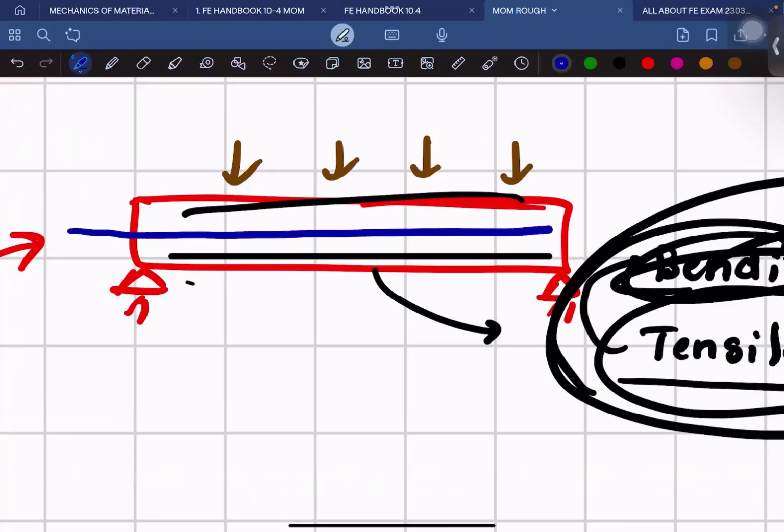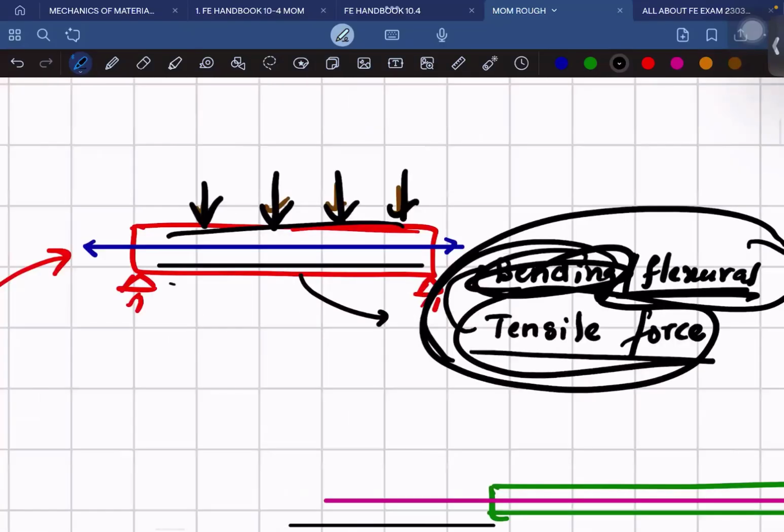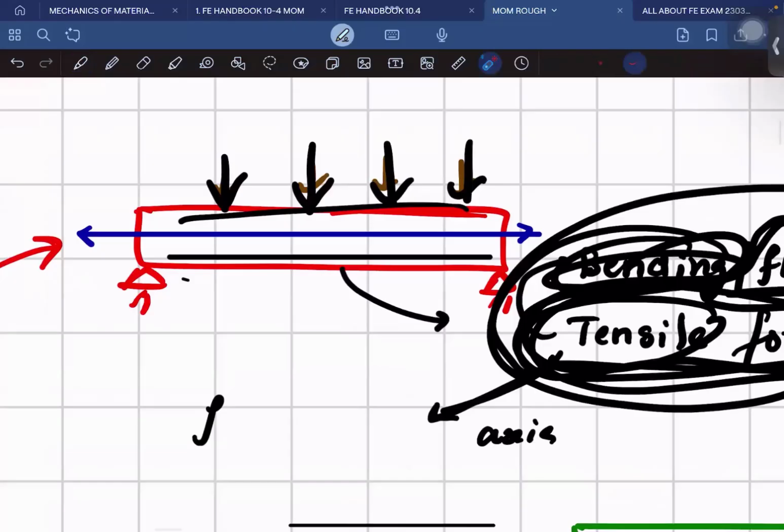So if this is the axis of the beam, you can notice this axis is in this direction, and the loads are acting in the perpendicular direction to the axis. So whatever forces are acting here, even though it is a tensile force, I cannot say it is an axial force. Actually, it is flexural. That's why I say it is a flexural tensile force. Got it? This is one example.